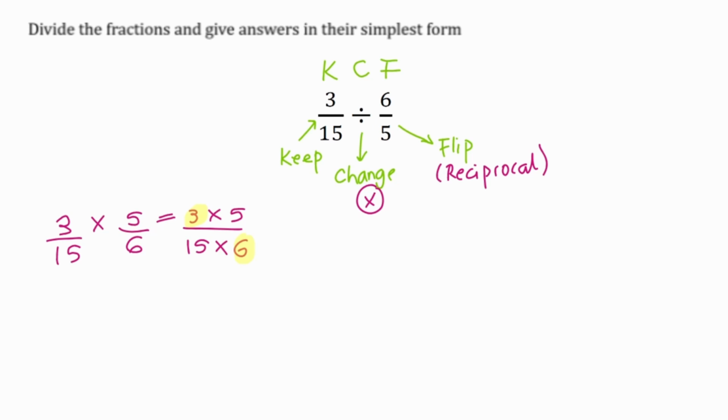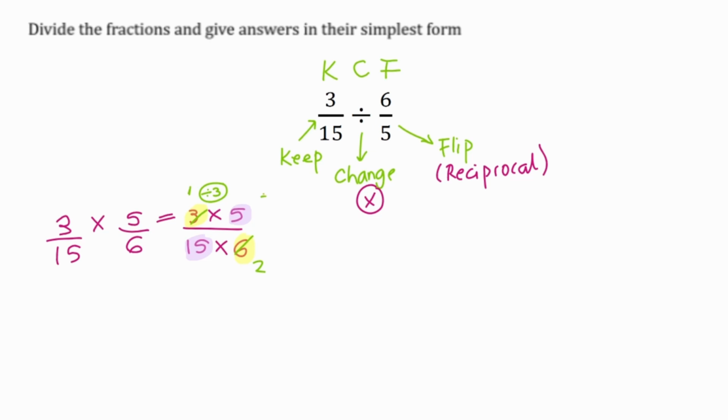The common factor of 3 and 6 is 3, meaning both these numbers appear in the 3 times table. So we're going to divide both these numbers by 3. 3 divided by 3 is 1, and 6 divided by 3 is 2. I still have numbers in my numerator and denominator that can be simplified. I have 5 and 15 that have common factors, meaning 5 and 15 are both in the same times table, and that is the 5 times table.